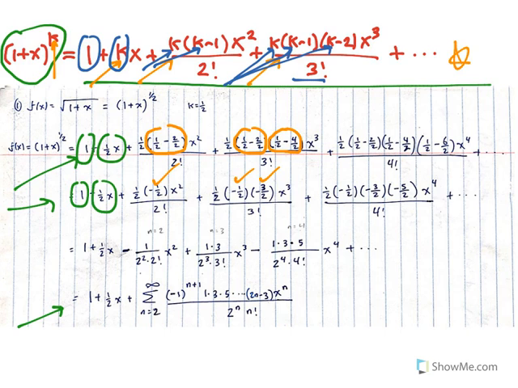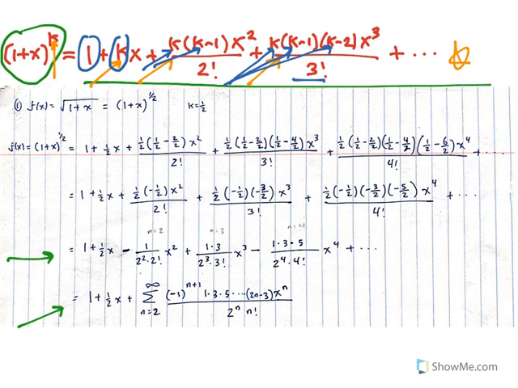And for the next term, the coefficient would simplify as follows. 1 half minus 1, which is negative 1 half, 1 half minus 2, which is negative 3 halves, 1 half minus 3, which is negative 5 halves. So that's all I'm doing for simplification to go to this line.